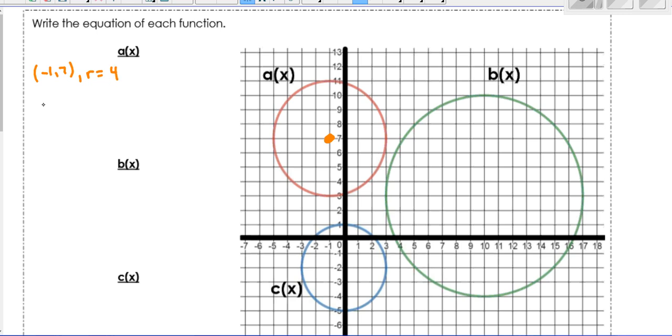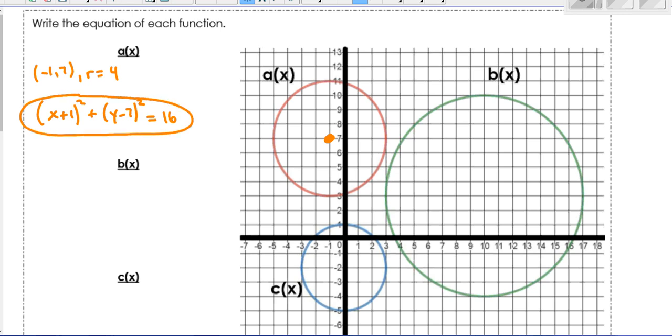Okay, so in order to write my circle, I would say x plus 1, since it's opposite, plus y minus 7. Make sure we square both of these, otherwise it's not a circle. Equals, and then remember it's r squared, so 16. So this would be the equation of a of x. Okay, and like I said, typically we always write it equal to r squared. We don't write r squared first, but either's fine.